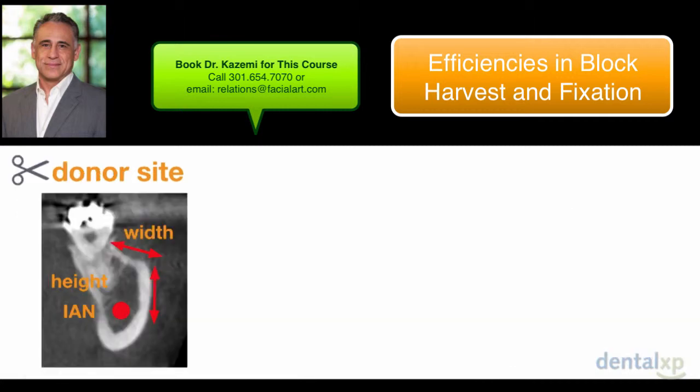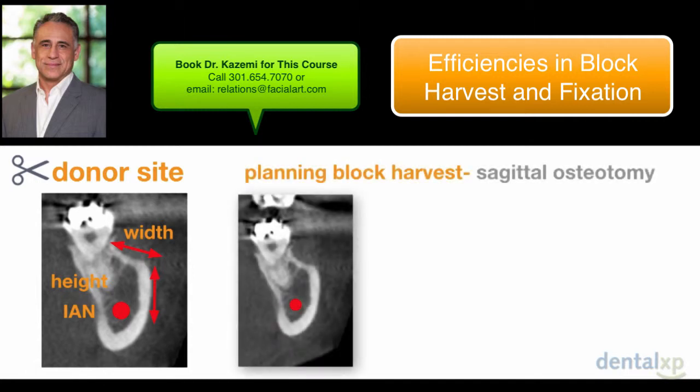Similarly, we look at the donor side. We look at the width, height, position of the inferior alveolar nerve to assure that we have adequate bone that we can harvest. And in planning the block harvest, it's critical that we harvest a bone or a block that is shaped as close as possible to what the defect is.